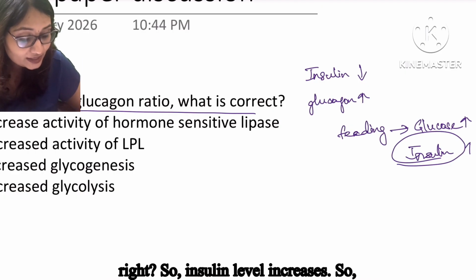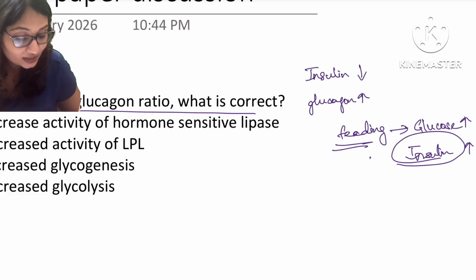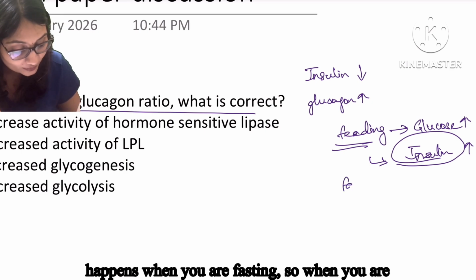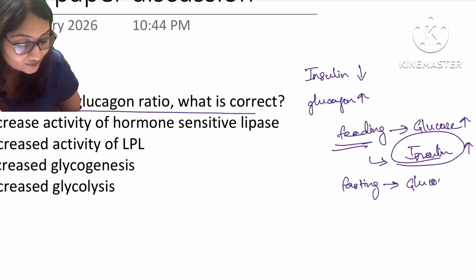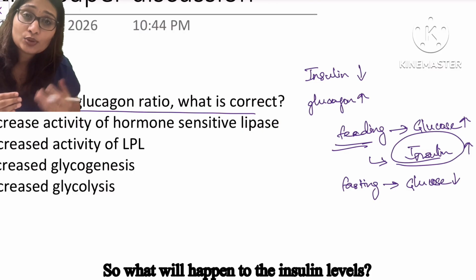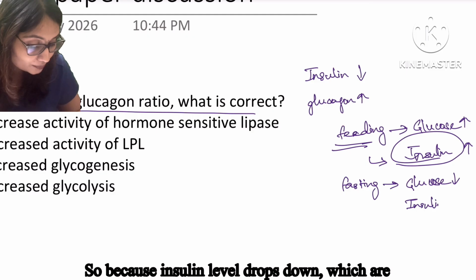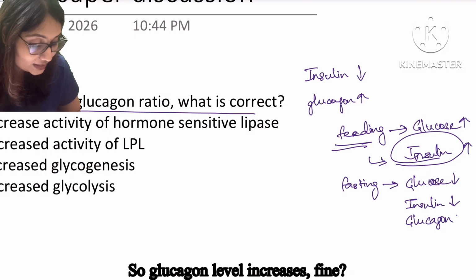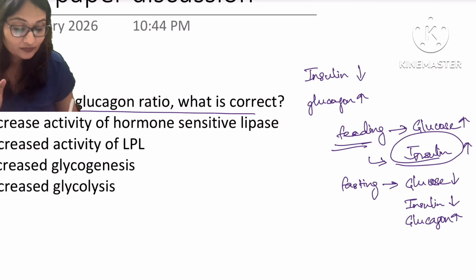So whenever you take in food, insulin level increases to push the glucose into the cell. What happens when you're fasting? When you're fasting, the blood level of glucose is very less. What will happen to the insulin levels? Insulin levels will also drop down. Because insulin level drops down, which other hormone increases? It's your glucagon. So glucagon level increases. This is what happens in the well-fed state and fasting state.